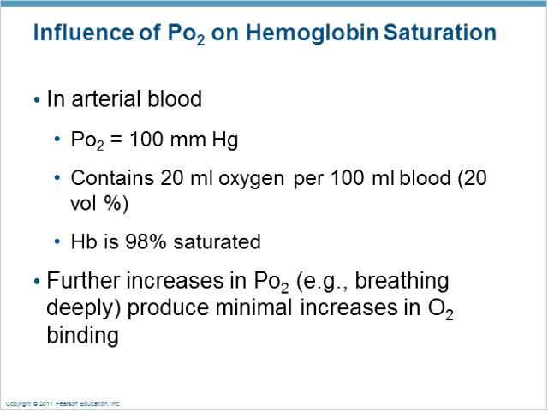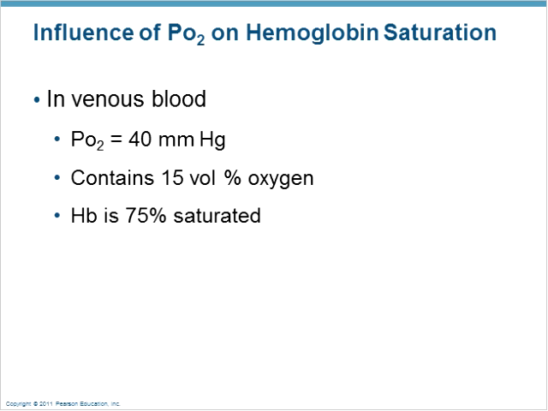The influence of PO2 on oxygen saturation: in the arterial blood, PO2 equals 100 millimeters of mercury. It contains 20 mL of oxygen per 100 mL of blood, 20% volume. So hemoglobin is 98% saturated. Further increases in PO2, such as breathing deeply, produce a minimal increase in O2 binding. So by taking a deep breath, you can increase that a little bit, but not much. You can hyperventilate to a point where you can increase that a little higher, but not much. There's only a maximum level. In the venous blood, PO2 equals 40 millimeters of mercury.